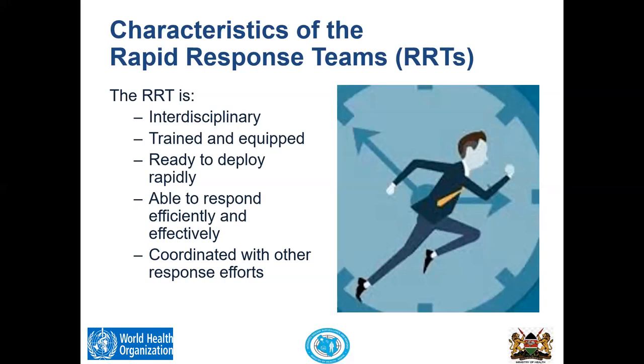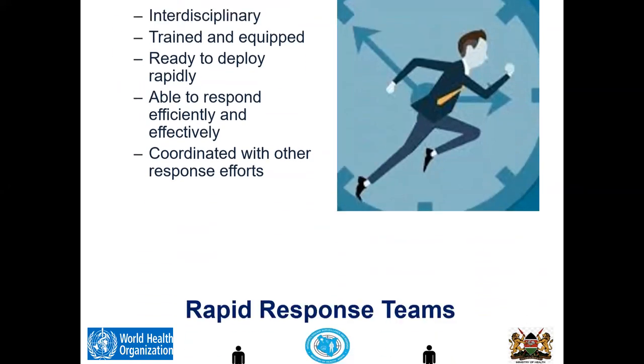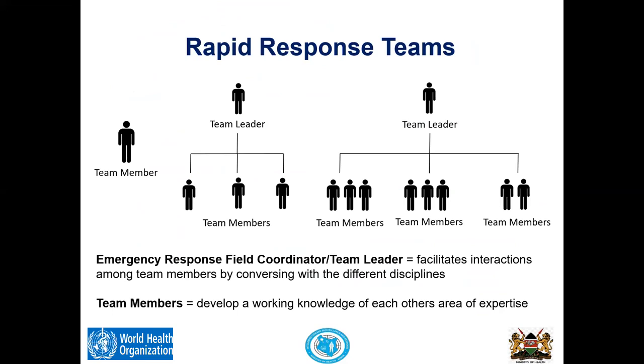The teams should be able to respond both efficiently and effectively, and they are coordinated with other response efforts before and during an outbreak or an emergency. Rapid response teams must have a team leader and a number of team members working interdisciplinarily under the team leader. Sometimes you can have one team member forming a part of the rapid response.